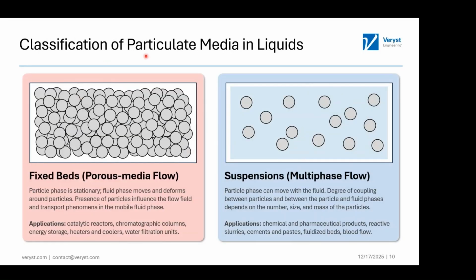So having motivated why we might care, let me define the what. The what is classifying particulate media in liquids. Basically, this falls under two categories. On the left is a fixed bed, so-called porous media flow. In this scenario, the particles are stationary and the liquid around the particles is mobile. As a result, you don't have to track the particle degrees of freedom. Those remain stationary. You only have to track the flow and any multiphysics coupling involved within the flow.